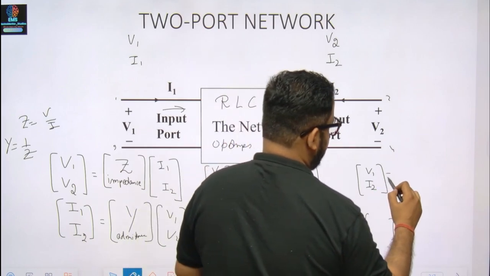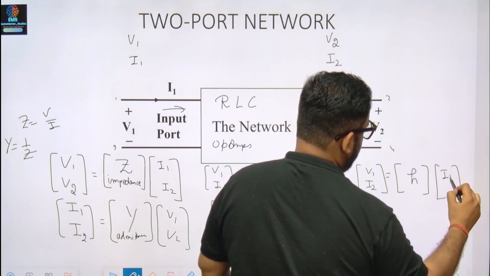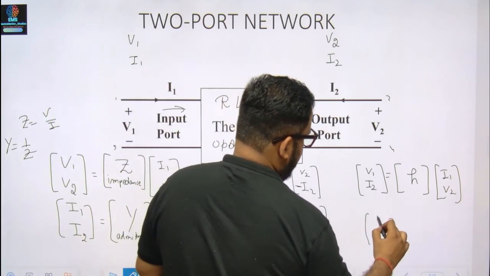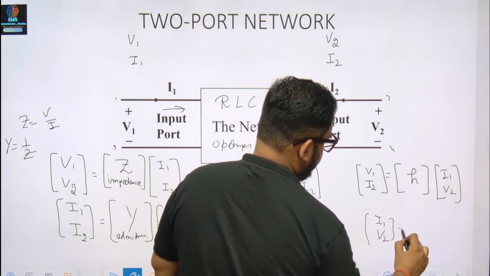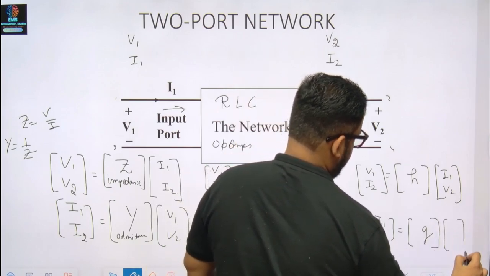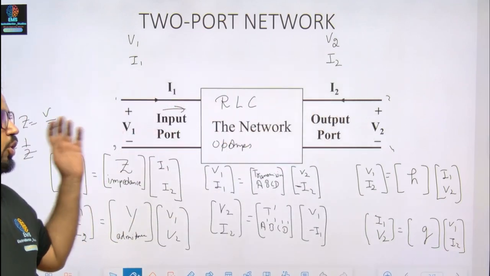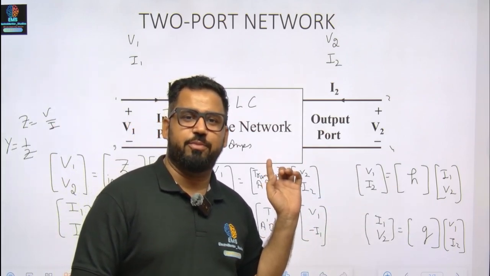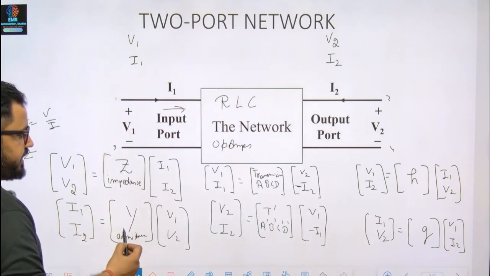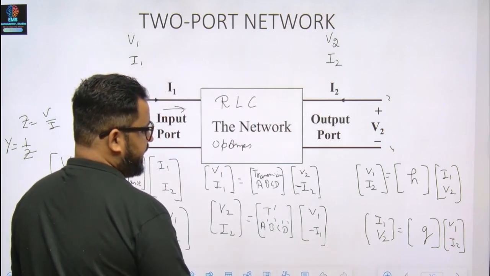So hybrid parameter, so it becomes the H parameter. Output will be input current and output voltage. Similarly, input current and output voltage will give me the G parameter. This will produce input voltage and output current. So how many combinations are possible? 6 combinations are possible. Hence we have 6 parameters: impedance, admittance, transmission, inverse transmission, H and G parameter.